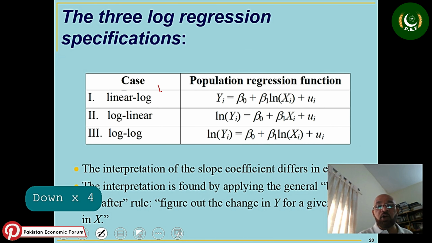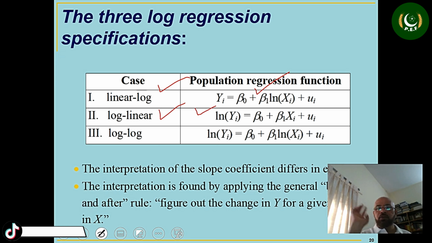Now you have three situations. One is the linear log model. What is its interpretation? We'll see shortly. Another is the log linear model, where you take log of y and x is not taken.